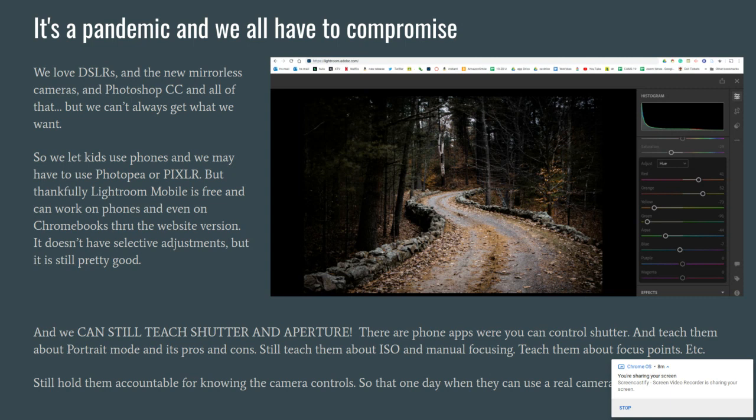And I still hold them accountable. They're still assessed on whether they know it or not. They still have to put together little projects about it, or it's on a test or a quiz or something like that. So they still need to know it. So please, please, please still teach shutter speed and aperture. And things like manual focusing and ISO and focus points and all those kind of things. Because even some of those apps, you can do manual focusing.